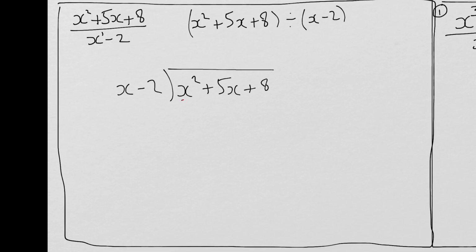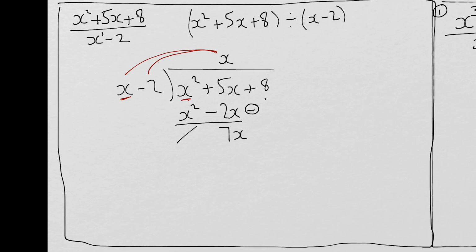So from the video, if you just had a quick recap, you know that we'll be asking ourselves, what do I need to multiply x by to give us an x squared? And the answer to that is x. So here I'll get x squared. Okay, so multiply that. Then we multiply the minus 2 by the x as well. So I'll get here minus 2x. And then we subtract those. So x squared, take away x squared, cancels out, which is exactly what we want. And with the subtraction here, 5x minus minus 2x is going to give me 7x. And I'm going to bring this 8 down.